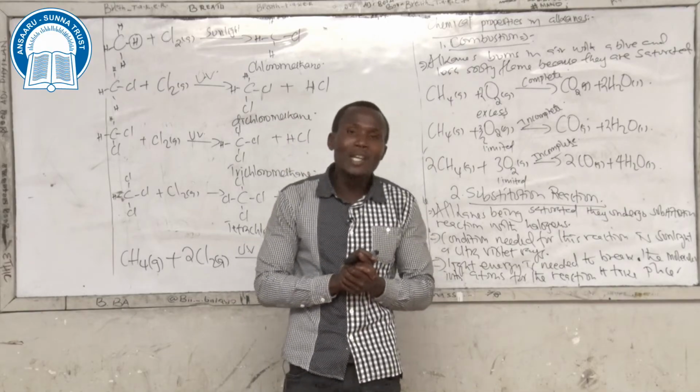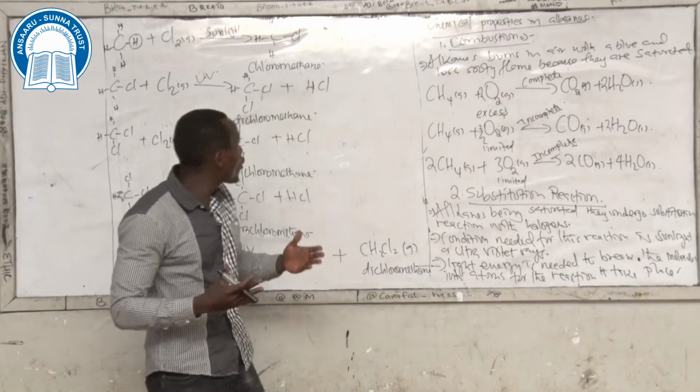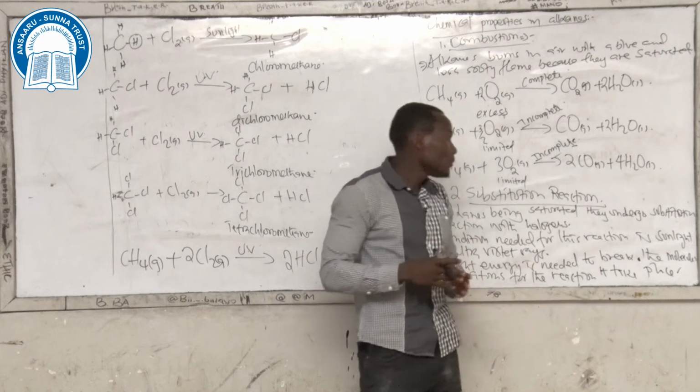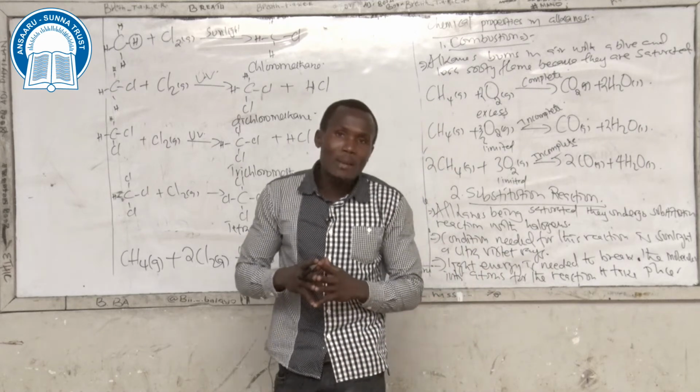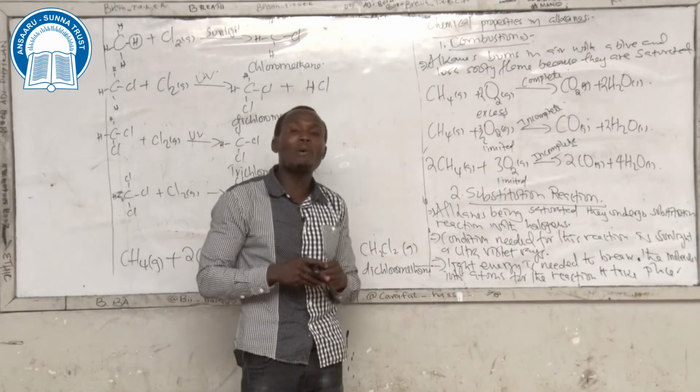If it is incomplete combustion, meaning that we are having a limited supply of oxygen, we are going to get carbon II oxide and water. And the flame is a blue flame since they are saturated. And saturation is due to the presence of single bonds between carbon-carbon atoms.